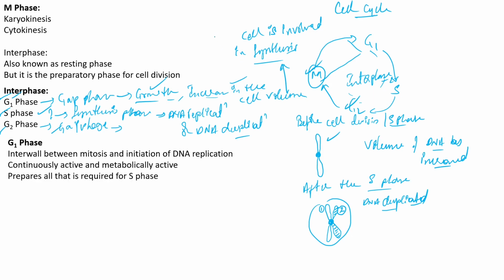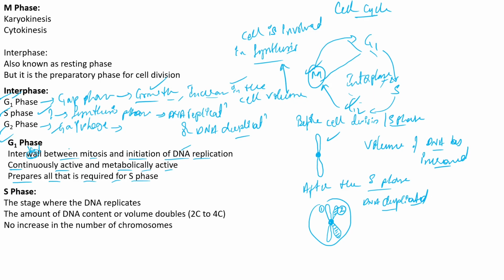Now let us look into the salient features of the G1 phase, which I have already told you is the interface between the mitosis and initiation of the DNA replication. It is also called the interval. It is continuously active and metabolically robust, and it mainly prepares all that is required for the S phase, as I mentioned earlier.